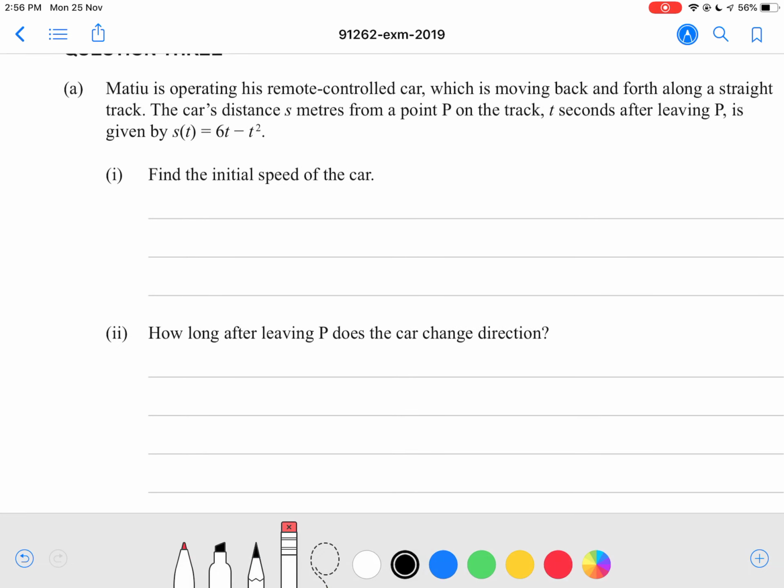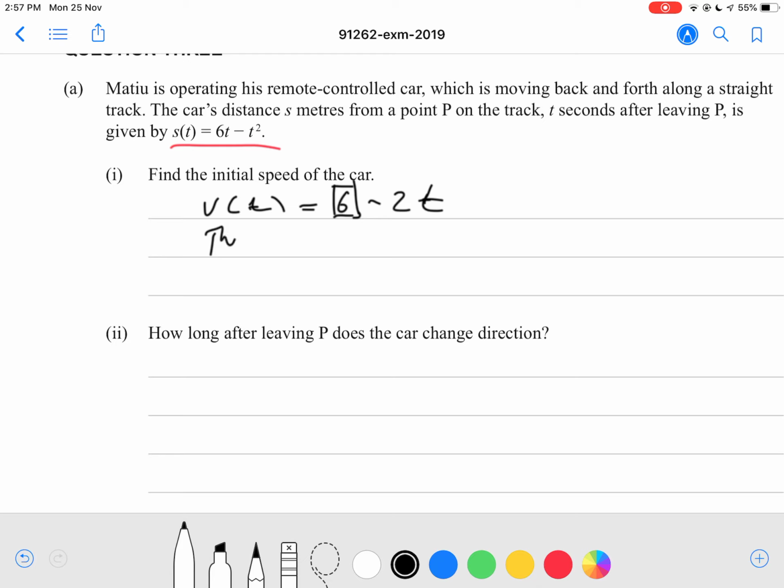So right now we have our distance formula, and we're going to differentiate in order to find our velocity formula. So our v of t would be 6 minus 2t. In this case, the initial speed would be the c value, the one that has no t behind it. So basically just the 6 would be the c value. So therefore our initial speed is actually 6 meters per second.